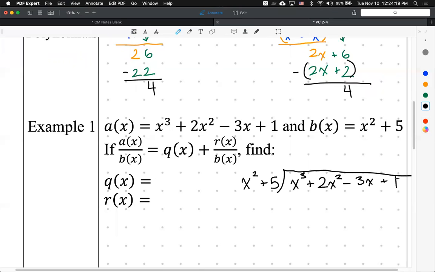I want to say this now, even though it doesn't affect us. If I were to skip over a value, for example, what if I didn't have this 2x squared here? What if this was x cubed minus 3x, and there was no 2x squared here? You need to leave a placeholder value. I wouldn't just leave it blank. I would write 0x squared. Whenever you skip over a term, like an x squared, an x, or anything, you need to leave a 0 in its place. Otherwise, you will get the wrong answer.